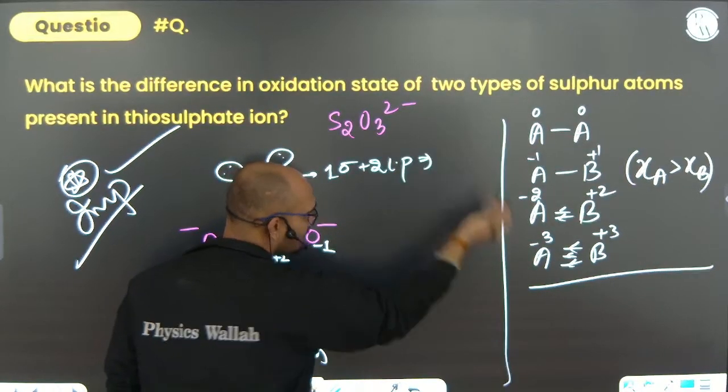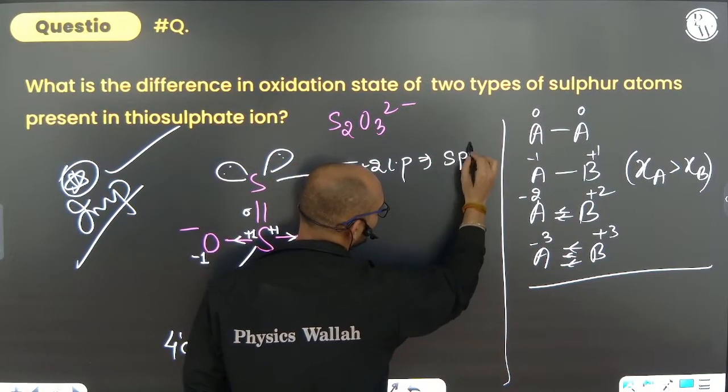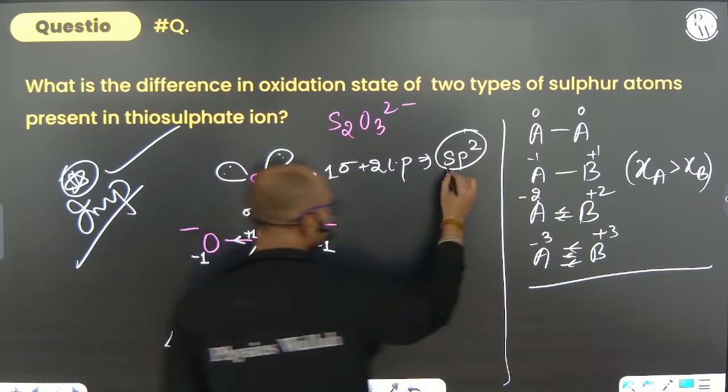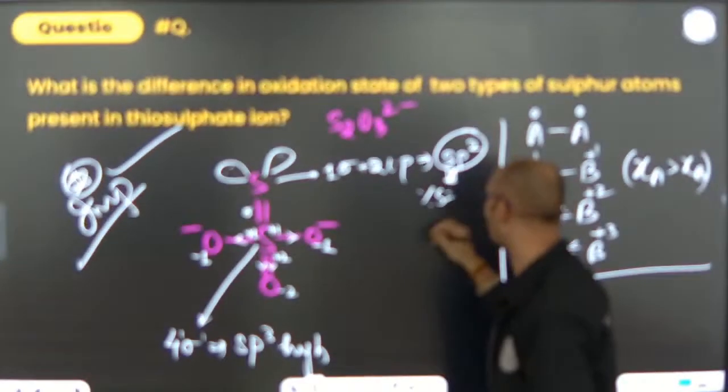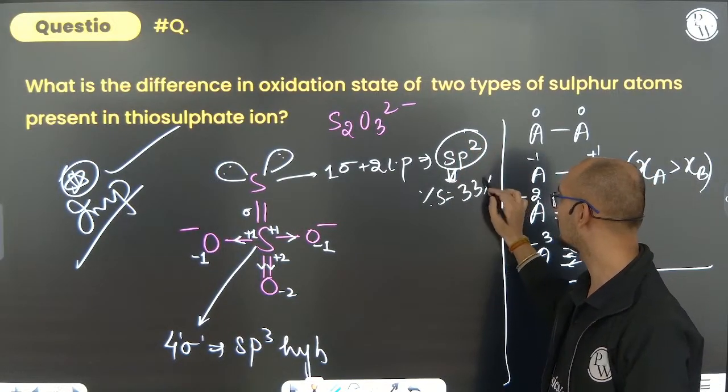So what will be the hybridization? The steric number is coming how much? 3. So therefore sp2 hybridized. So if sp2 hybridized is there, here the percentage s character is how much? Out of 3 orbitals, how many of them are s? It is 1. So 33% almost.